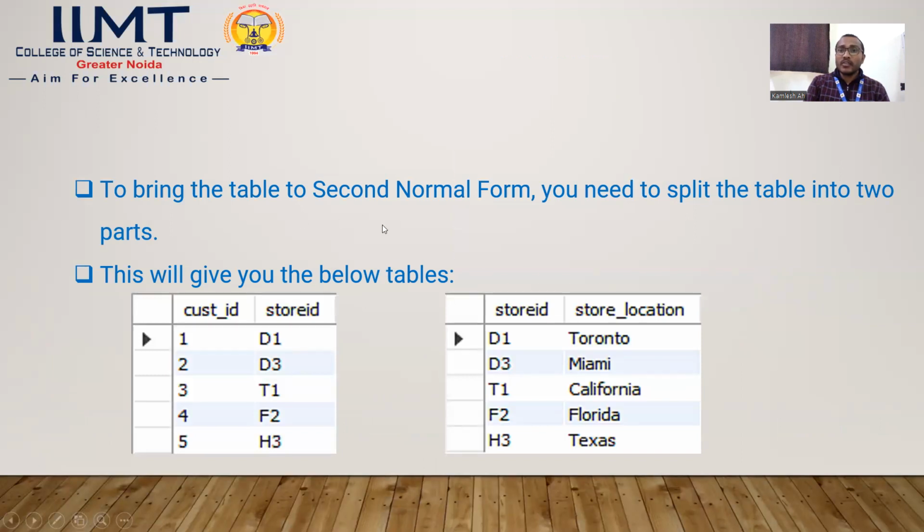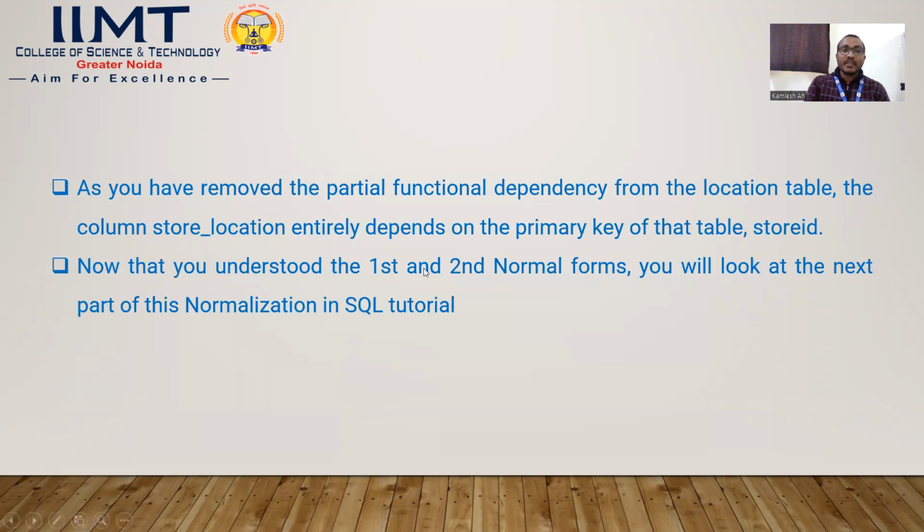To bring the table to second normal form, you need to split the table into two parts. This will give the flow: customer ID, store ID, and store ID, store location. Store location is dependent on store ID, no problem. But store ID and customer ID, this is a different table. So these are the two tables. Split this table into two tables. Okay, so these are the second normal form.